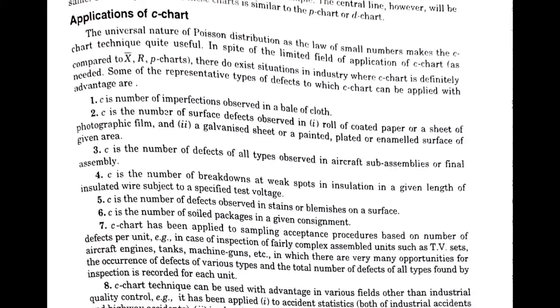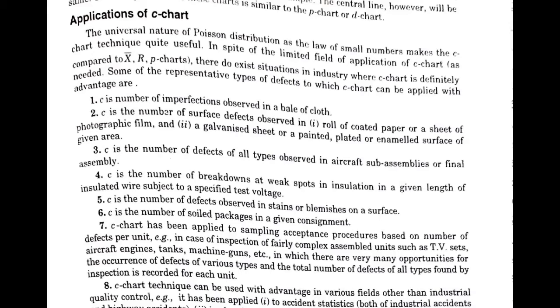Third application, C is the number of defects of all types observed in aircraft sub-assemblies or final assembly. Fourth application, C is the number of breakdowns at weak points in insulation in a given length of insulated wire subject to a specified test voltage. Fifth application, C is the number of defects observed in stains or blemishes on a surface. Sixth application, C is the number of soiled packages in a given consignment.